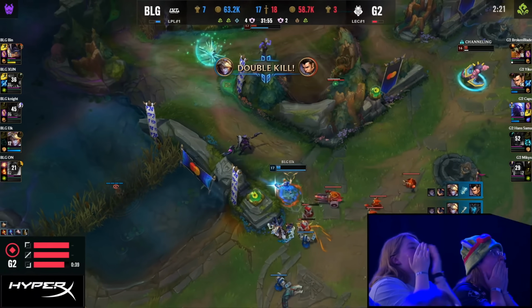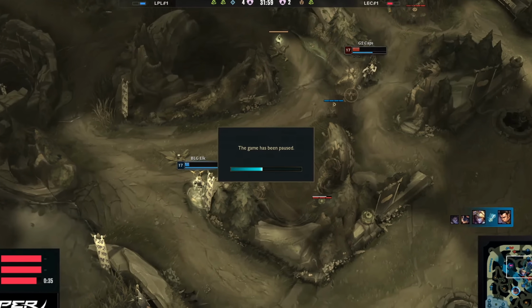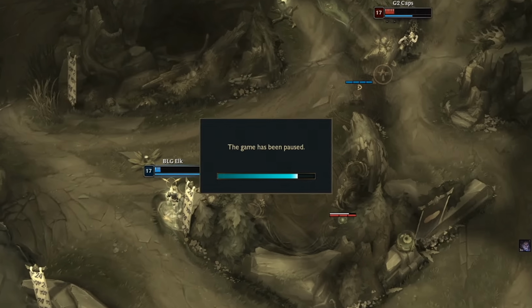Well, at the very least we learned that Zhonya's VFX doesn't really match the invulnerability and it doesn't really match the icon as well, so it can sometimes be pretty confusing.